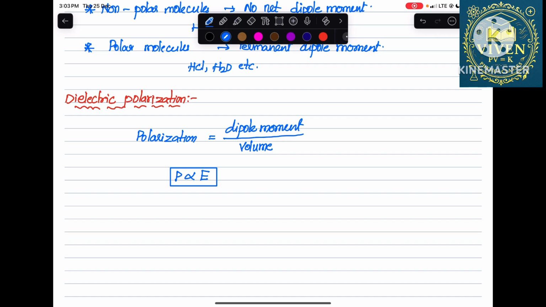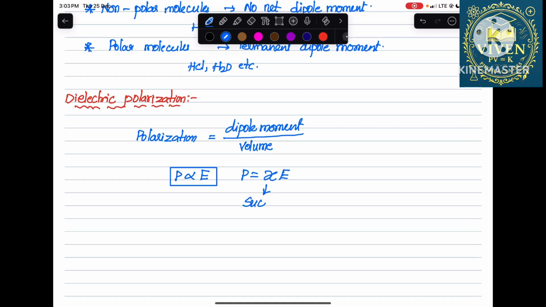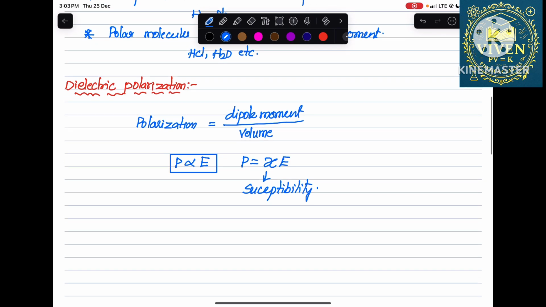Removing the proportionality constant, I get a constant called chi, which we already know is called electric susceptibility. What do you call this? Electric susceptibility. In this way we can define dielectric polarization.